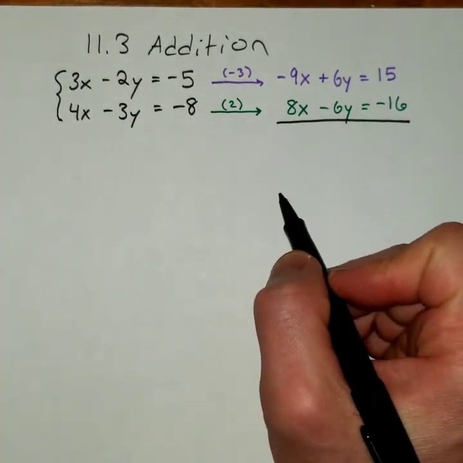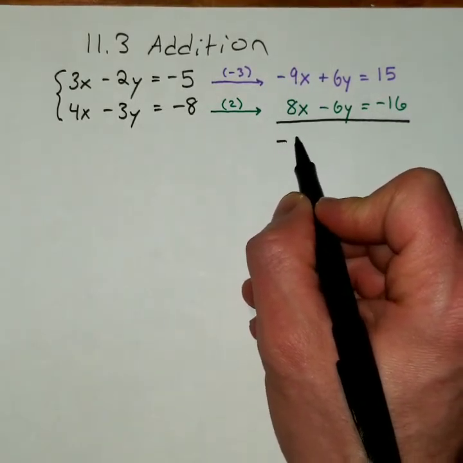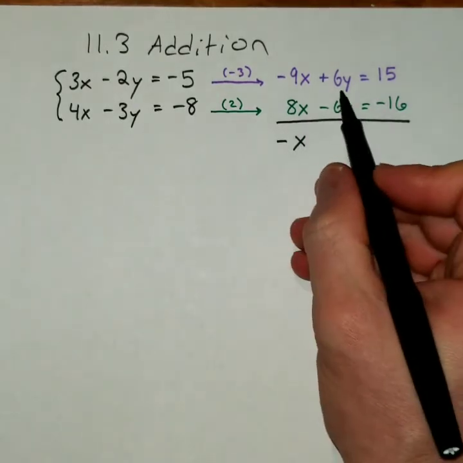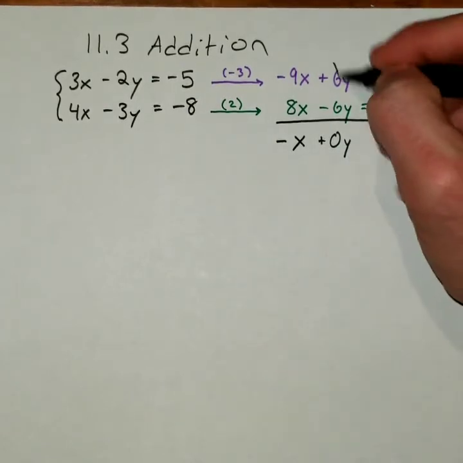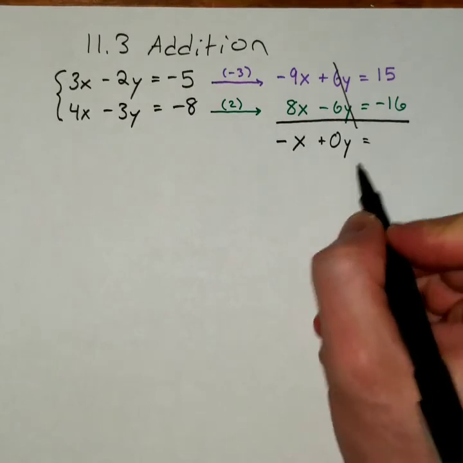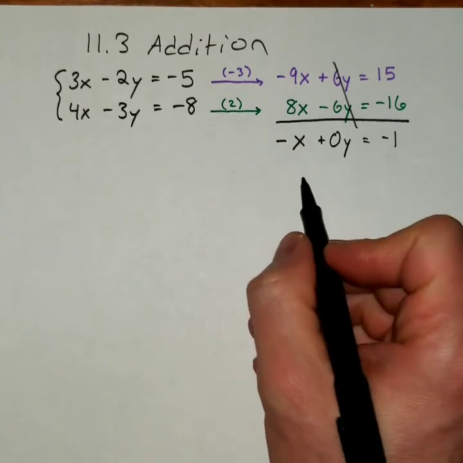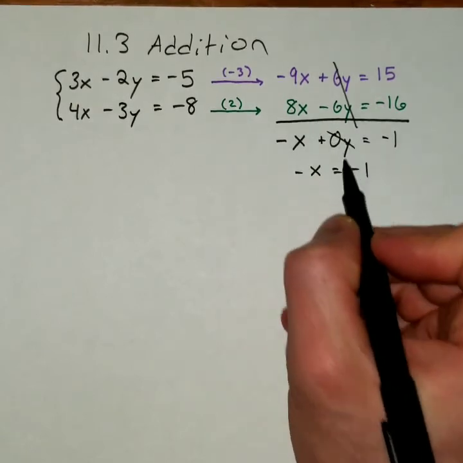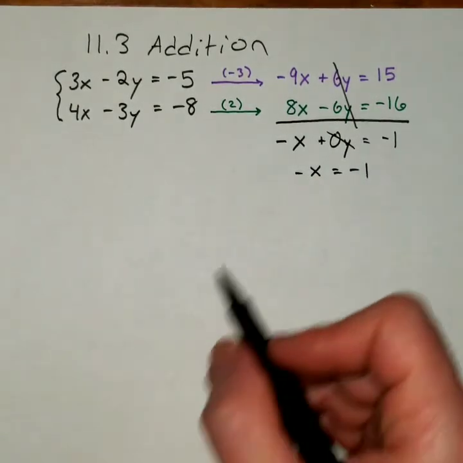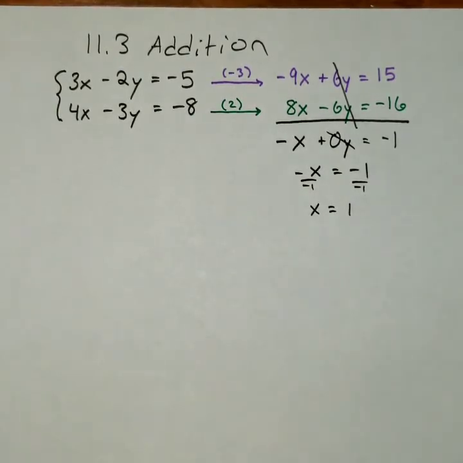Now we're going to add like terms. Negative 9 plus 8 gives me negative 1, so there's negative 1x. Positive 6 minus 6 gives me 0 for y, so those drop out. And 15 minus 16 would be negative 1. So what I really am looking at is negative x equals negative 1. The 0y drops out. And of course, if I divide out the negative 1, negative 1 over negative 1 is 1. So that gives me my x value.